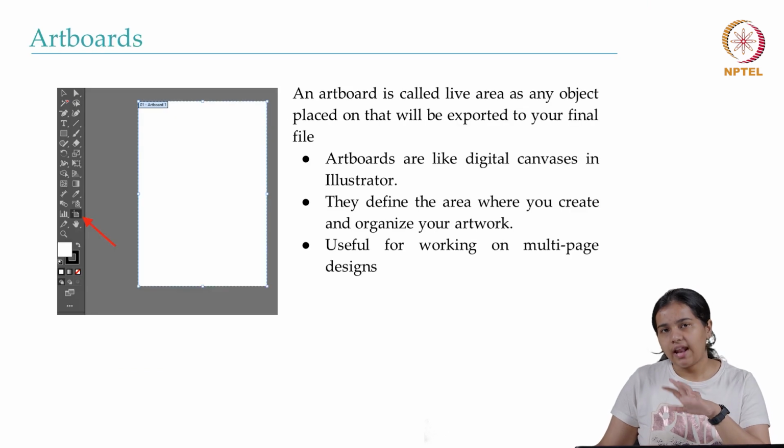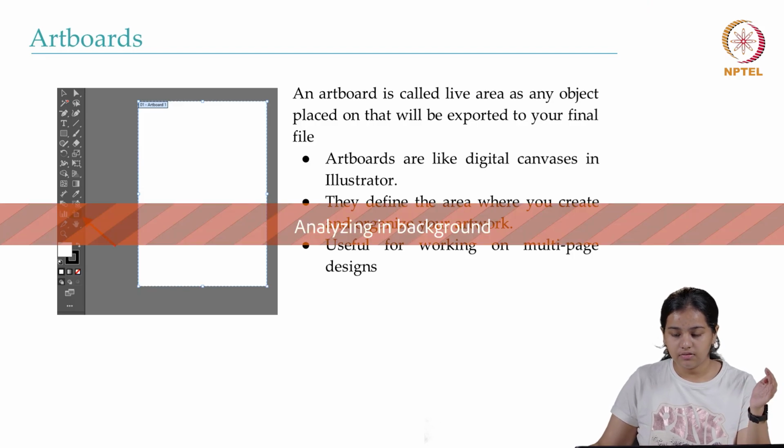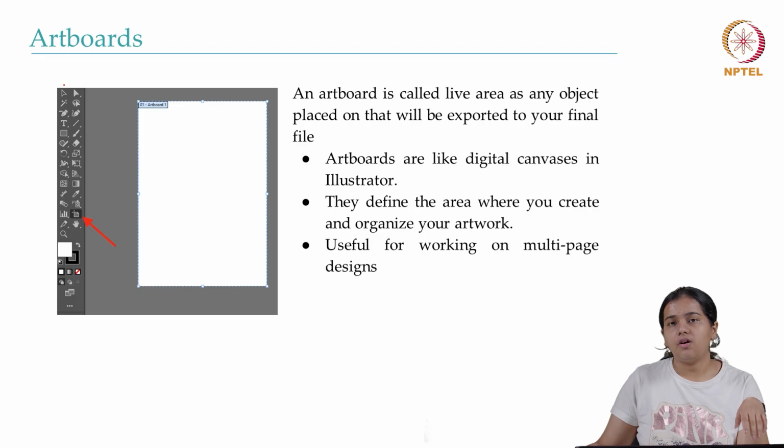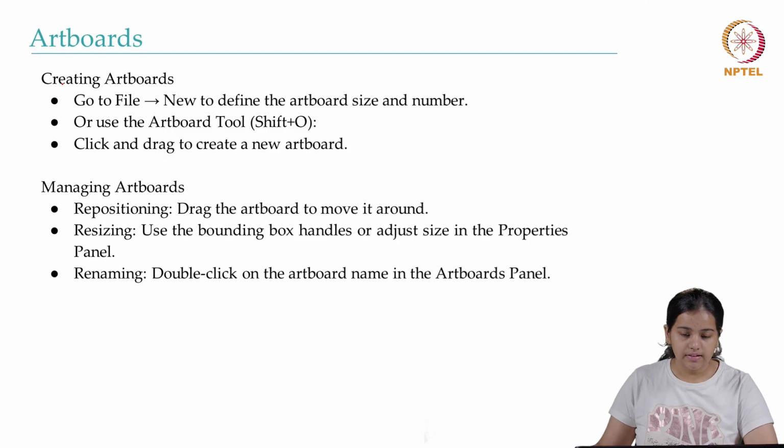The artboards are the live area where you will make your objects and elements. These are the digital canvases, and these are used to organize your work. To create a new artboard, you can go to file and new artboard and select their size, or you can use the shortcut shift plus O. You can make your artboard by simply clicking and dragging to the size you want.